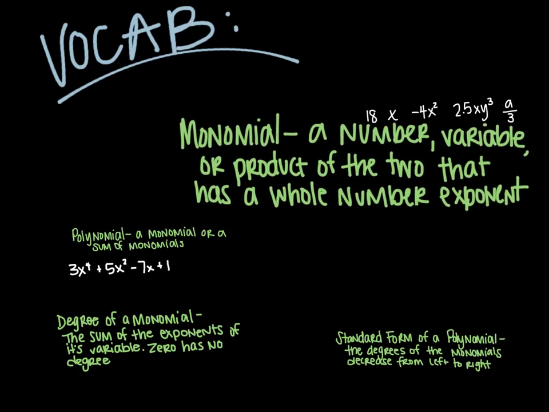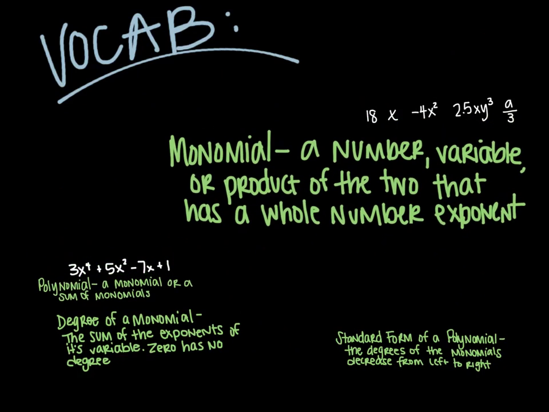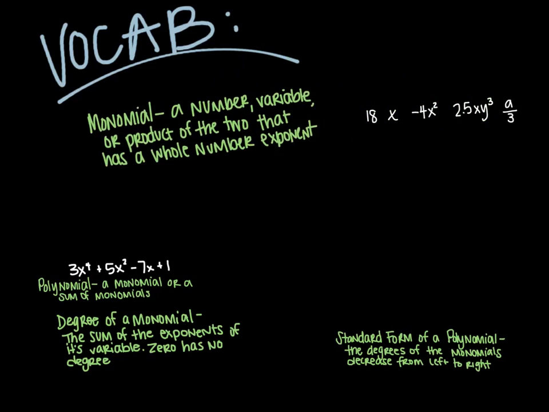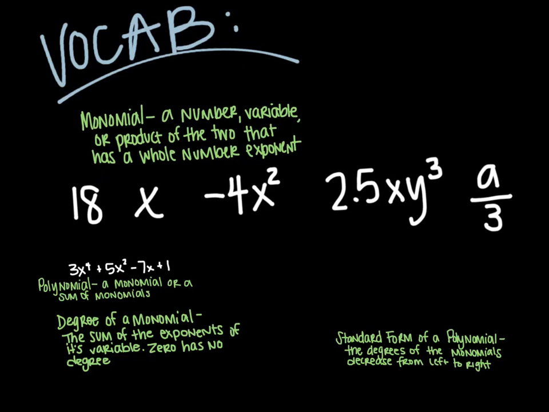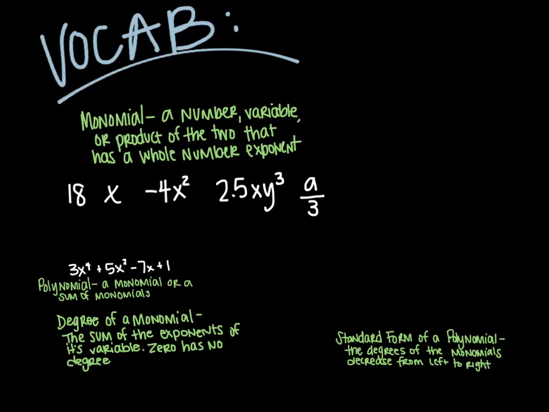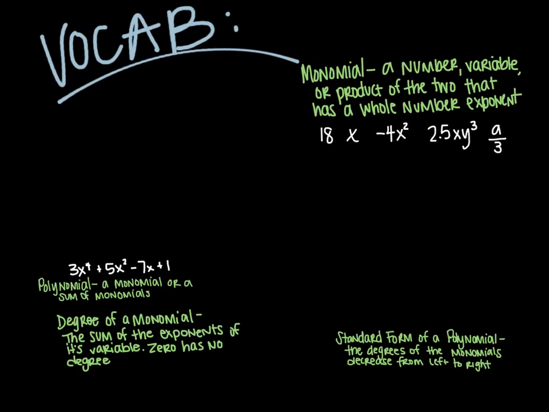But the first thing I want to talk to you about is a monomial. A monomial is a number, a variable, or product of the two, either a variable and another variable or a variable and a number, that has a whole number exponent. And that's basically the key, that it's a whole number. Some examples here for you are 18x, negative 4x squared, 2.5xy to the third power, or a divided by 3. Those are all different types of monomials. Nothing you haven't seen before, it's just a new terminology word for you.